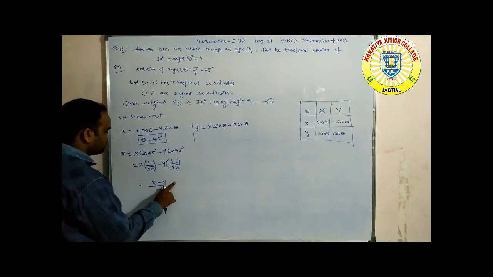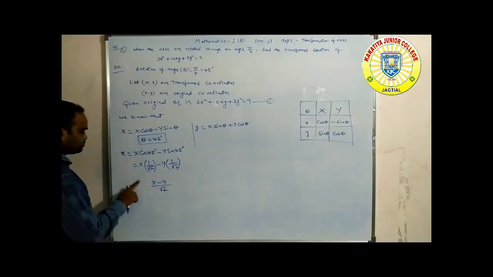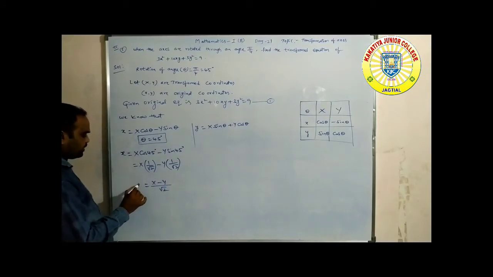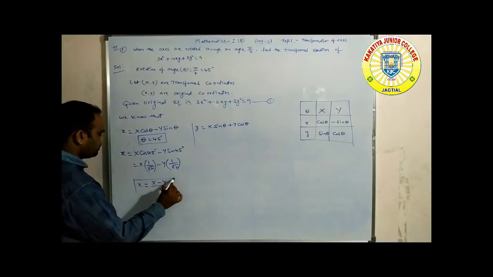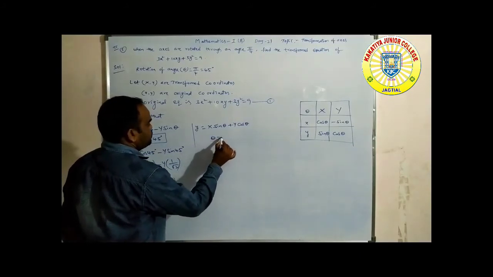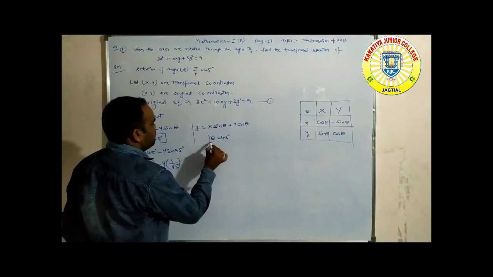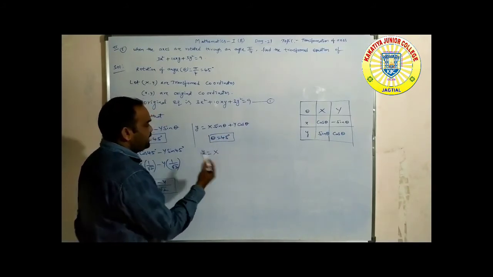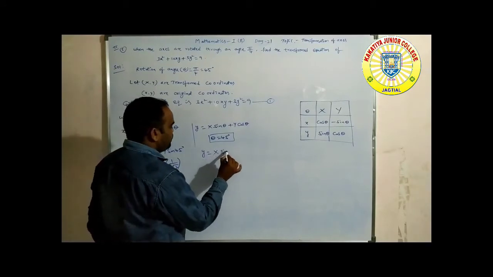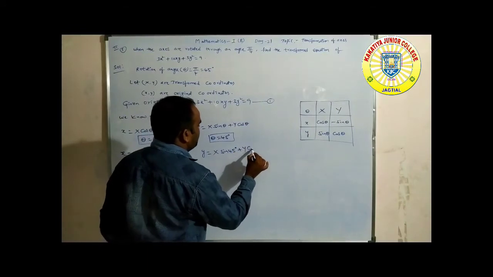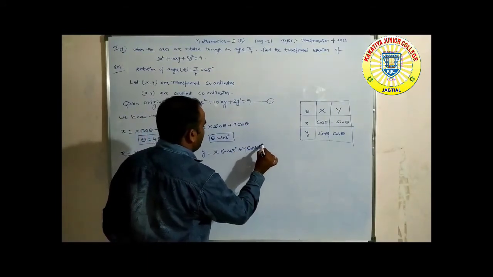Capital X minus capital Y. Capital X and capital Y are the transformed variables. Small x is equal to capital X minus capital Y. Here also theta is equal to 45 degrees. Small y is equal to capital X into sin 45 plus capital Y into cos 45.